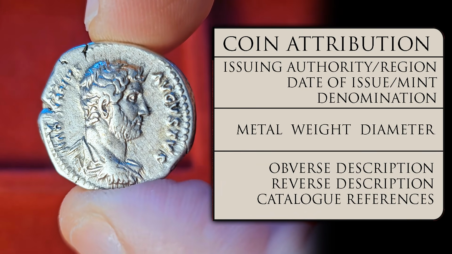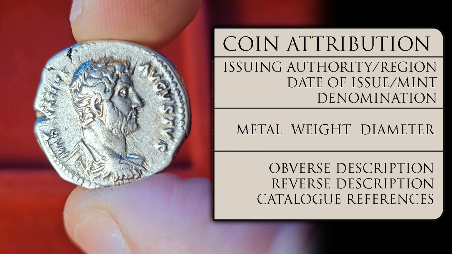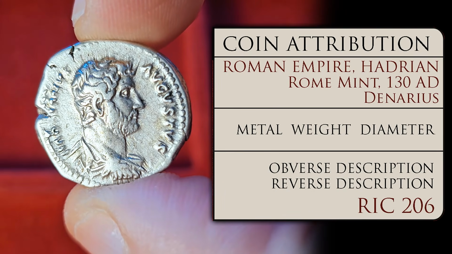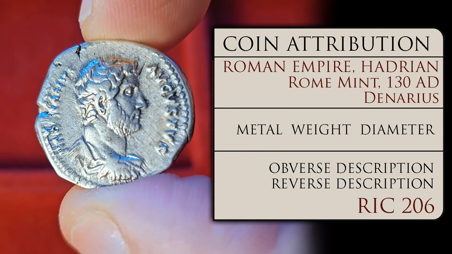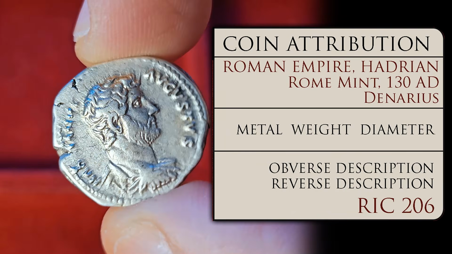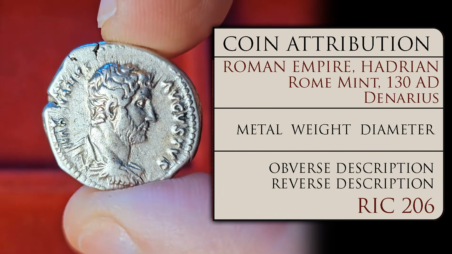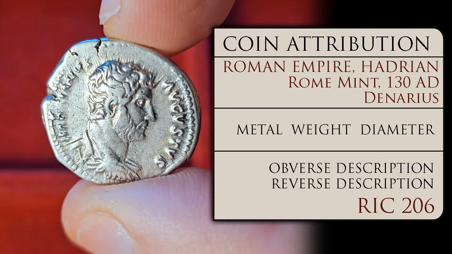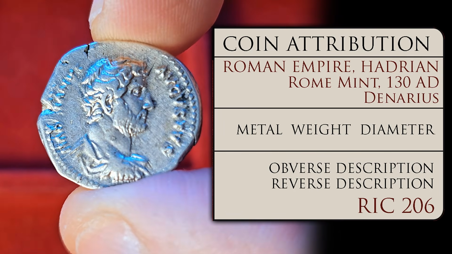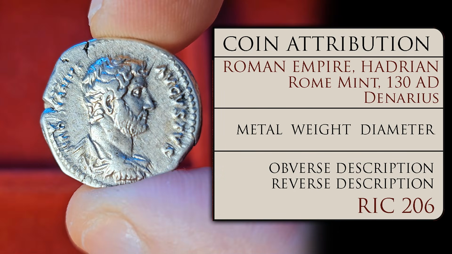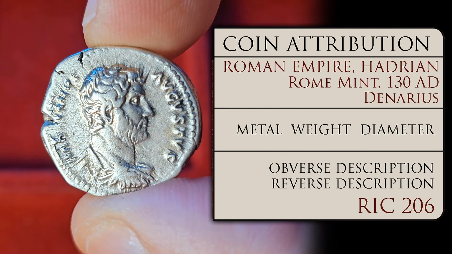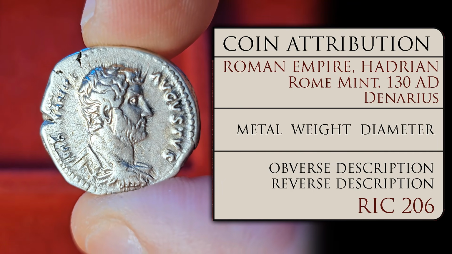If it was made by some sort of kingdom, a state that occupied a larger geographic area, it can be something like, for the case of our coin, Roman Empire, Hadrian. So who? Next, we have the mint location. That's not the issuing authority, it is the actual place where it was made. In the case of our coin, that would be Rome. Next, date of issue. When was this coin made? In our case, 130 AD.